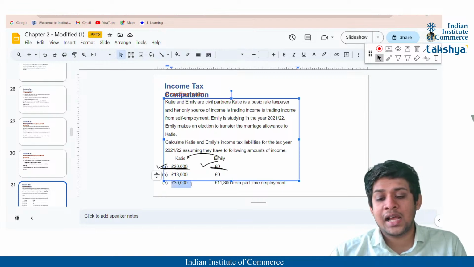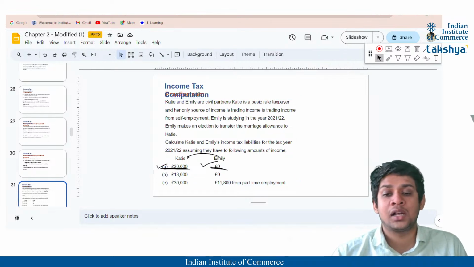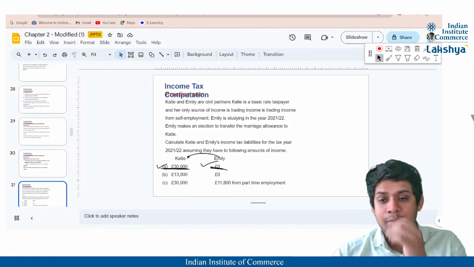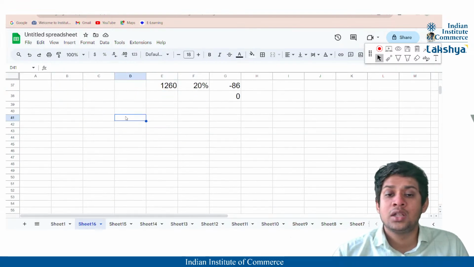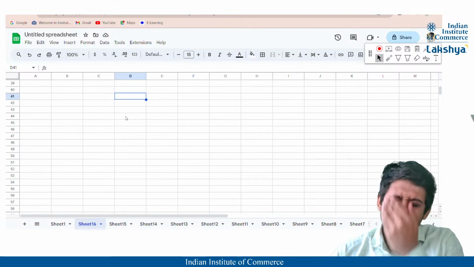Last one, Katie has an income of £30,000, whereas Emily has an income of £11,800 from her part-time employment. So that means probably she started working part-time now with her studies. So she also has an income. Emily also has an income. So how will it be dealt with? Always remember, the amount of transfer is fixed, 1260. Okay, it is fixed, 1260.